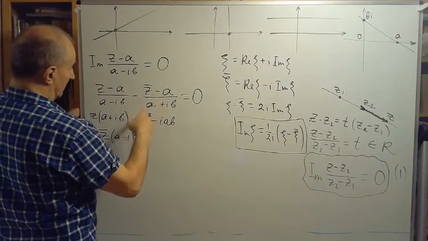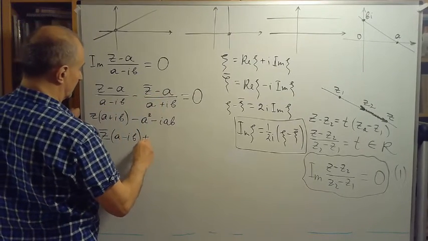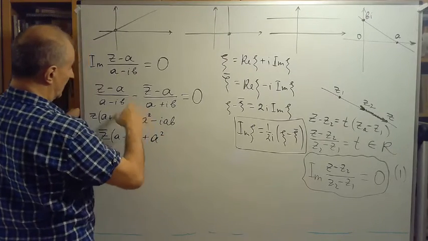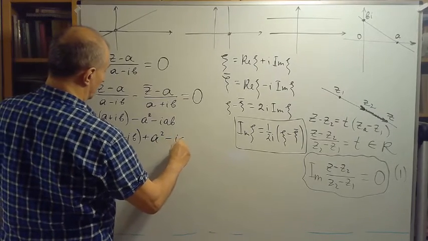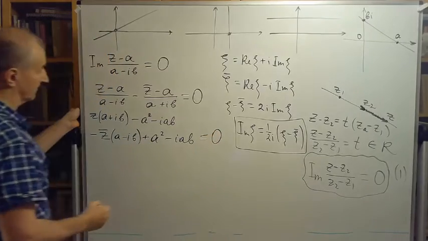and minus here and minus before a multiplied by a, so it will be plus a squared, and minus 3 minus, it will be minus iab, and the whole thing is equal to 0.